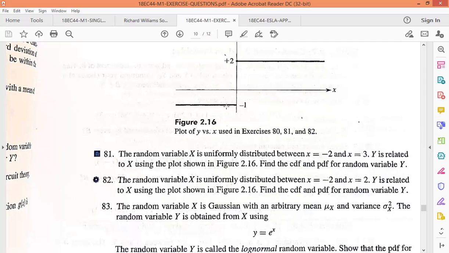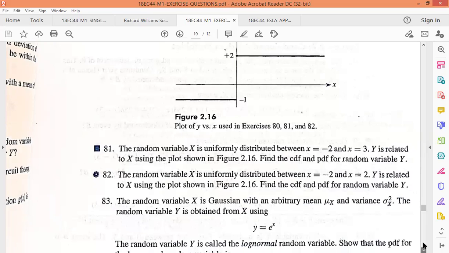So here x will be taking only 2 units. Here probability of y is equal to minus 1 will be 0.4, whereas probability of y is equal to 2 will be 0.6. Only that is going to change. So like that you can go for solving the problem.